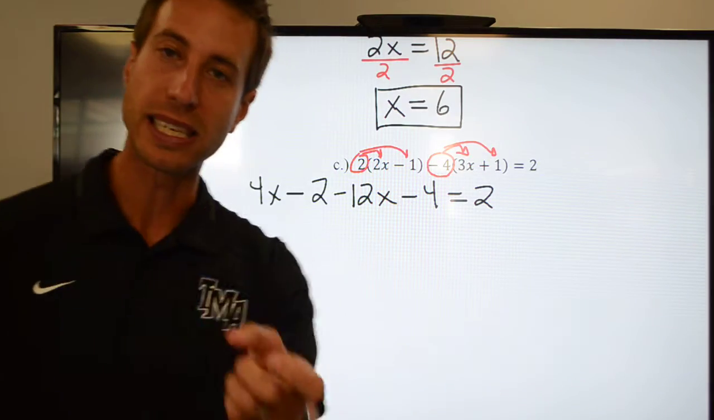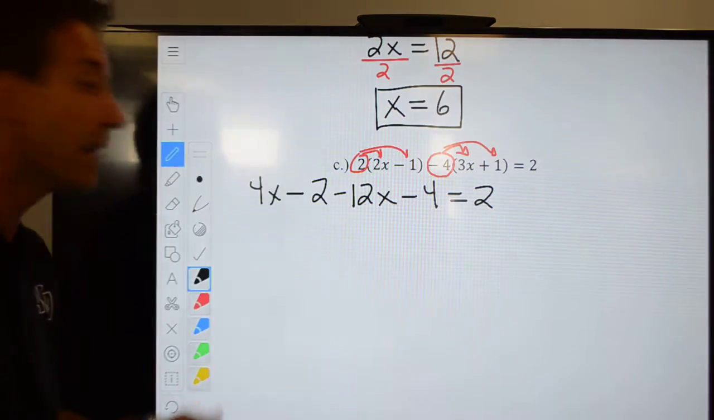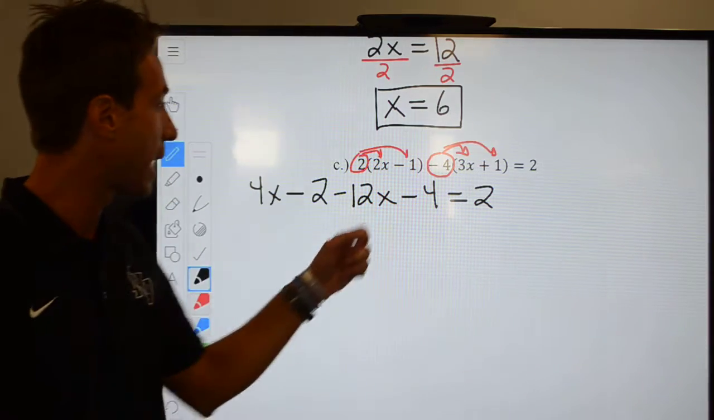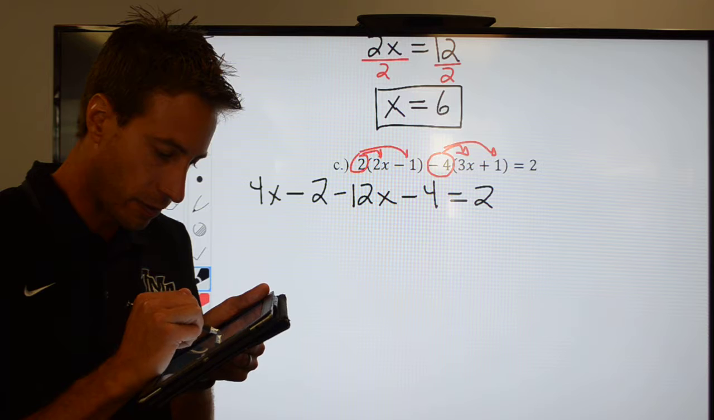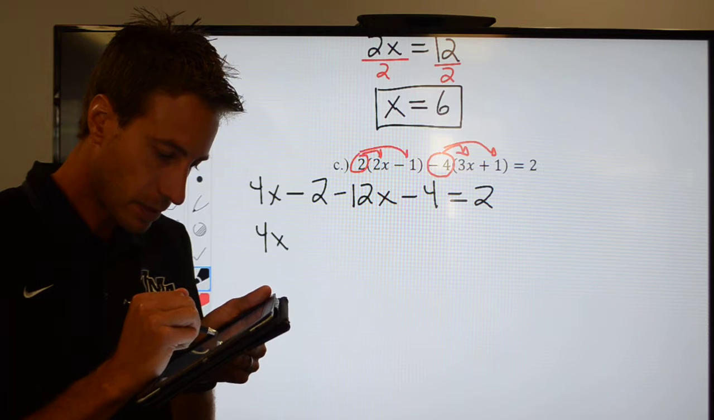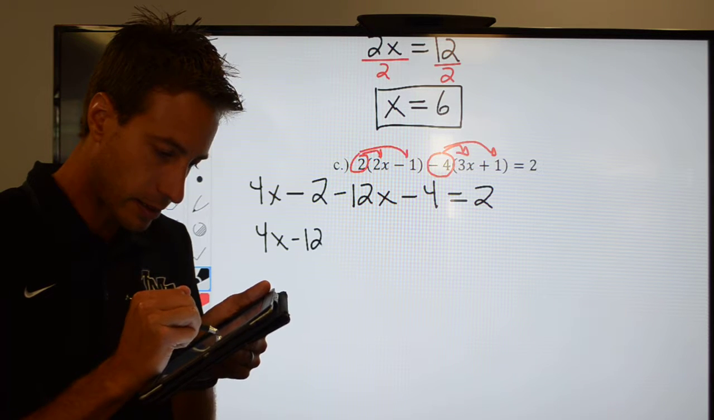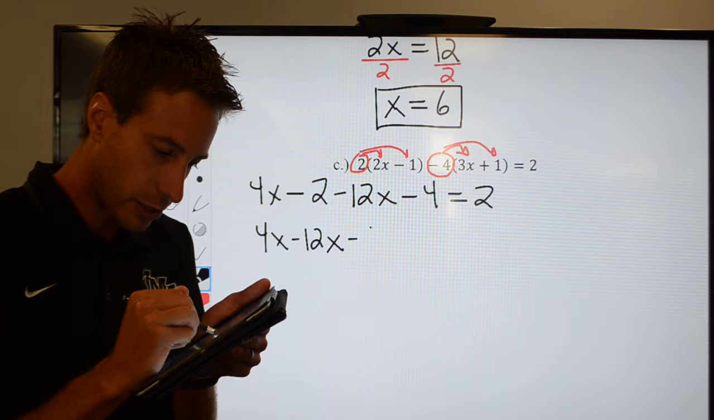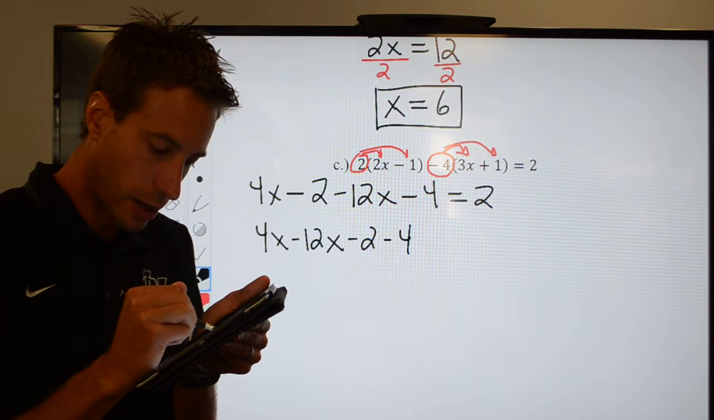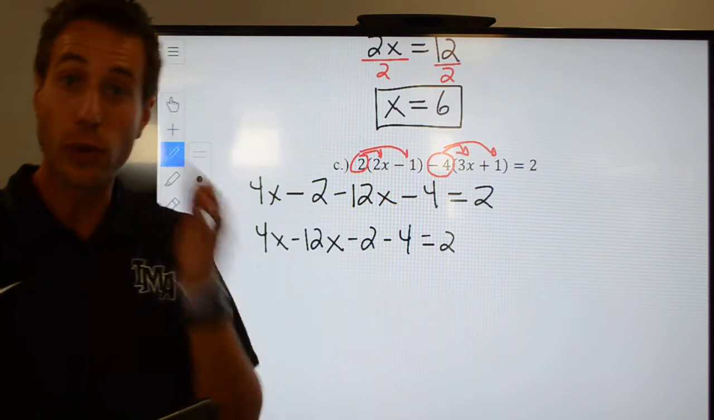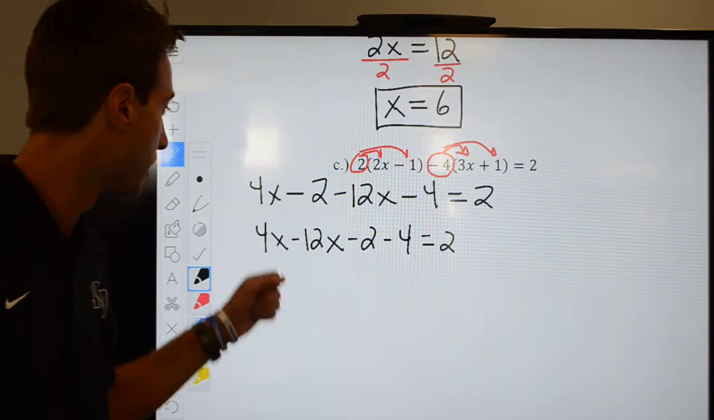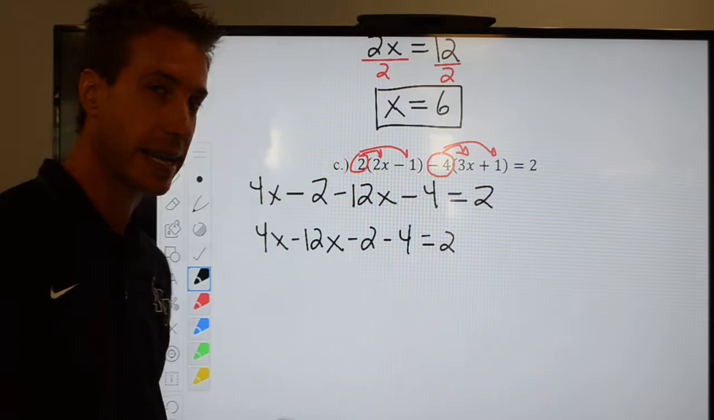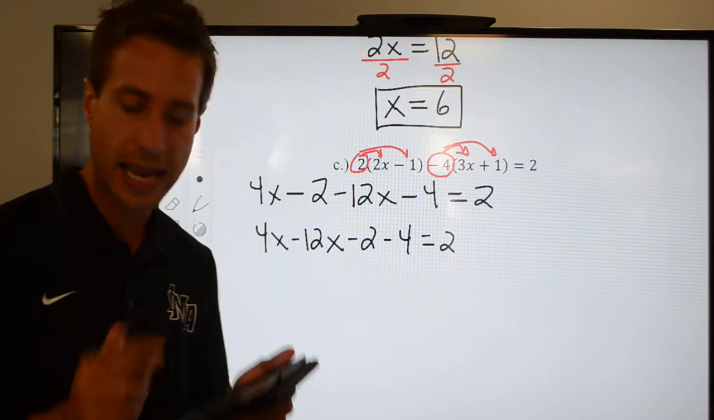Let's go ahead and put together our like terms if we have any. And I do. I have a 4x and a -12x. Those are like terms. Let's go ahead and group them together. So 4x minus 12x. I have my -2, my -4. That's all equal to 2. Now that we put all of our like terms together, we can go ahead and combine our like terms. +4 minus 12 should get me a -8.